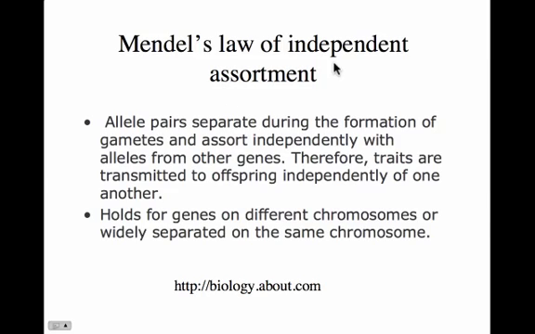So Mendel's law of independent assortment, derived from this dihybrid cross, states that allele pairs from different genes separate during the formation of gametes and then assort independently with alleles from each of these genes. So traits are transmitted to offspring independently of one another. And this holds for genes that are on different chromosomes, which was the case actually for most of the genes that Mendel studied in his experiments, and also for genes that are widely separated on the same chromosome. And we'll consider this second point later.